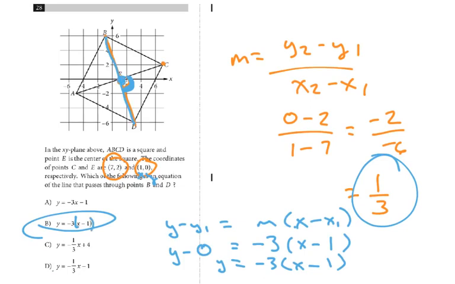Another perspective to take on this is this parentheses x minus 1 means you shifted over 1, which we know is because E is shifted over 1. So that's another way of looking at it. In any case, hopefully that makes sense, and keep working.